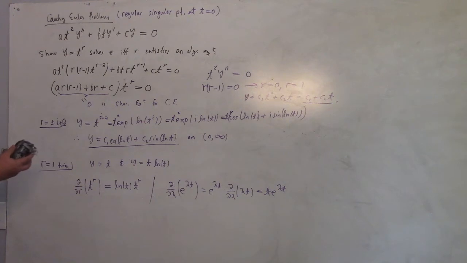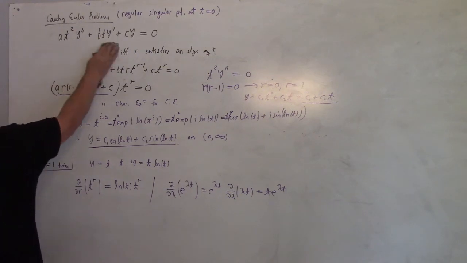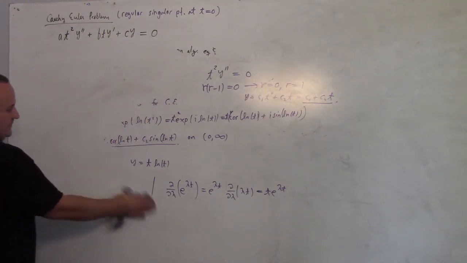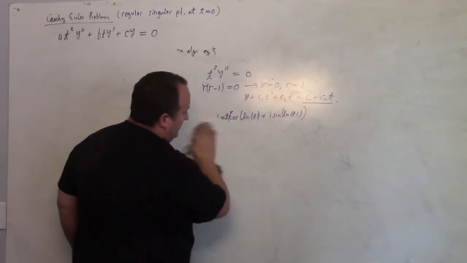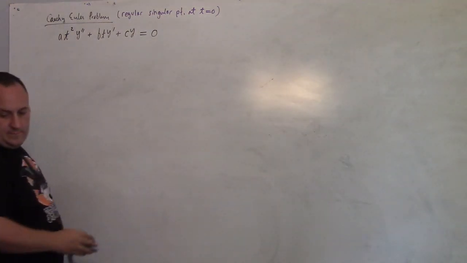There's more I can tell you about these. It's interesting to study the operator. I didn't go this direction in the paper we're looking at right now, but you can rewrite Cauchy Euler problems as a polynomial in a particular operator.